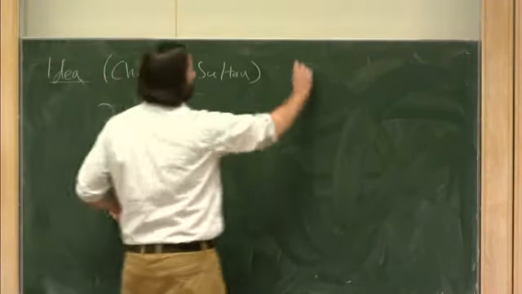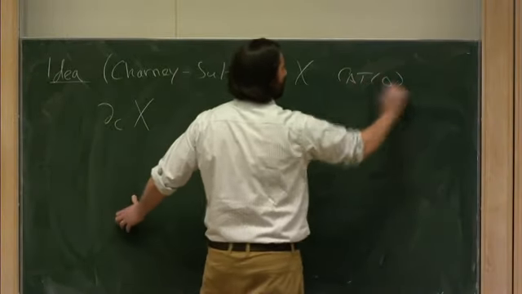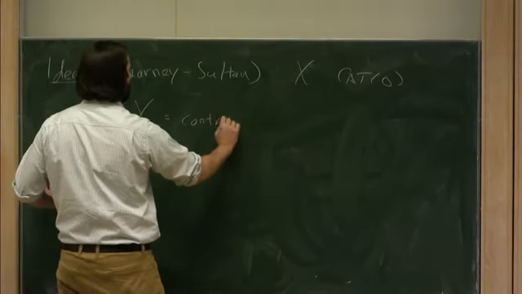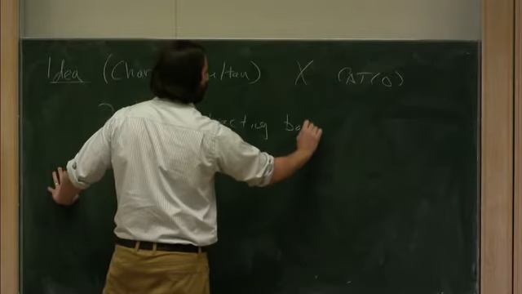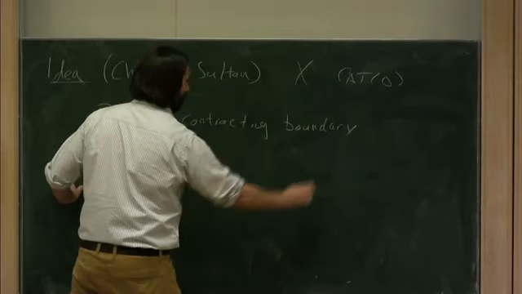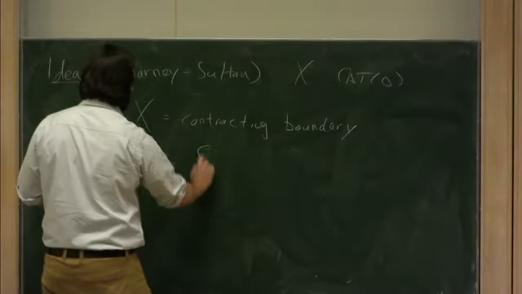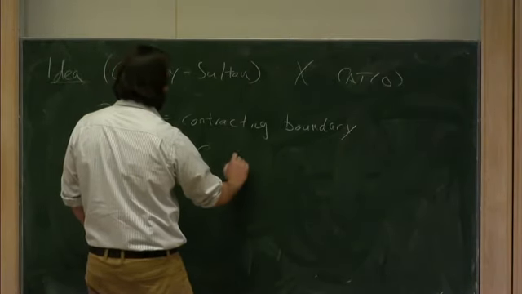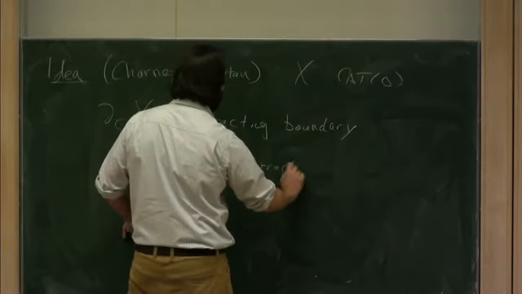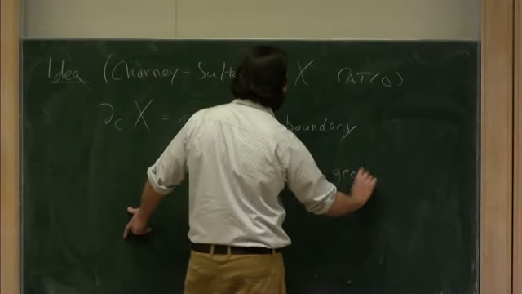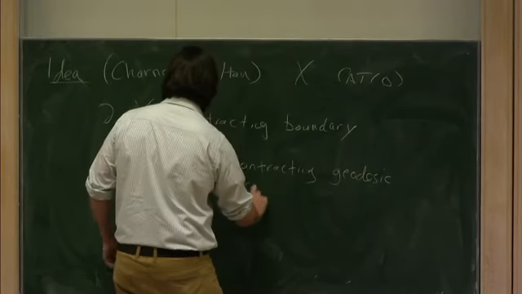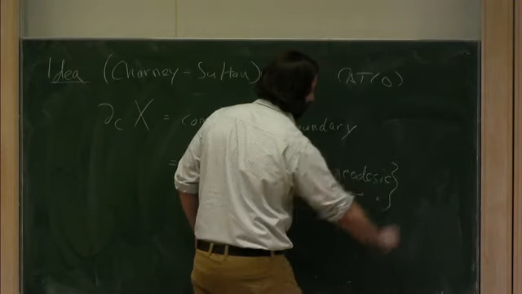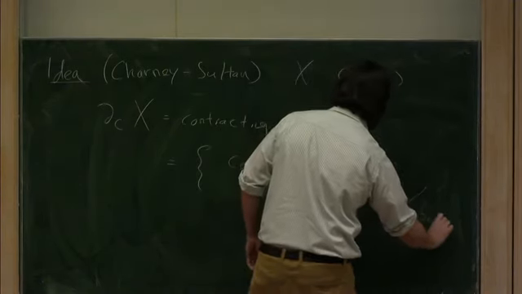So X was, for them, a cat zero space, and they define a contracting boundary. And they did it the way that you would try to do the visual boundary: they picked a base point, but then they said, let's look at contracting geodesic rays, and mod out by bounded Hausdorff distance.